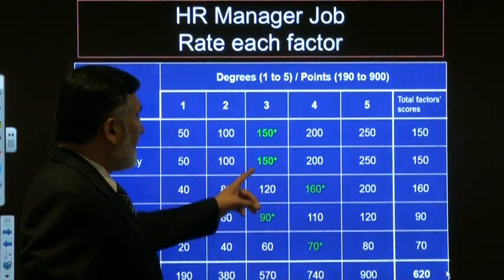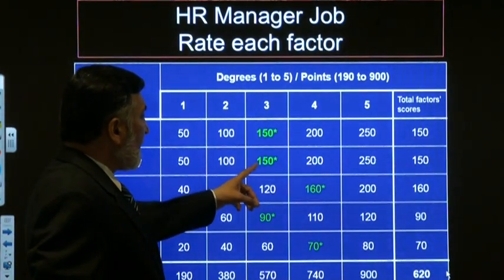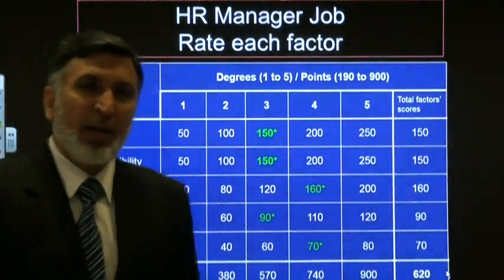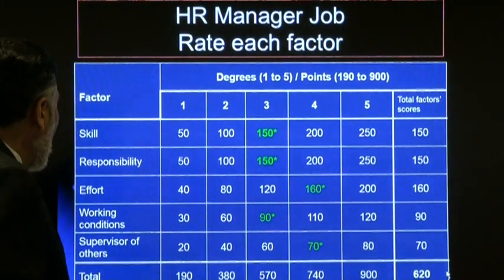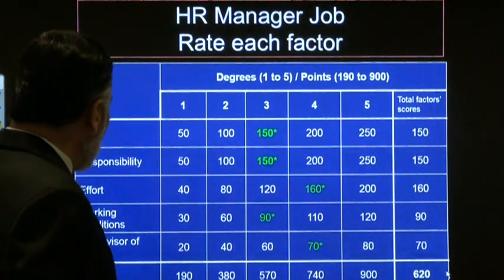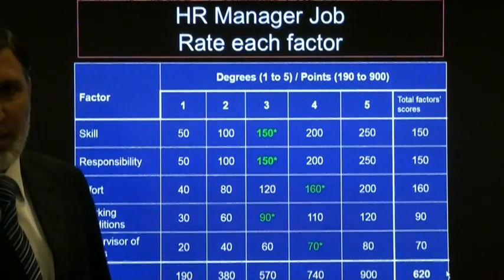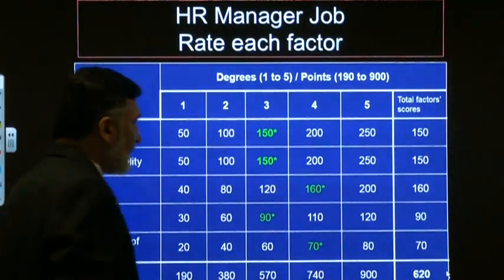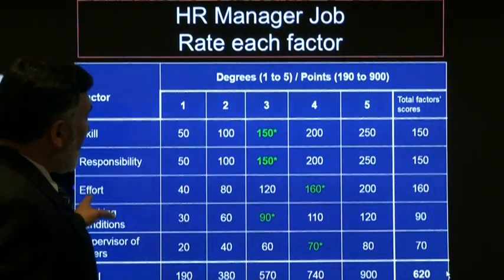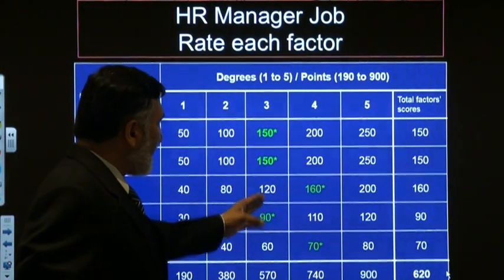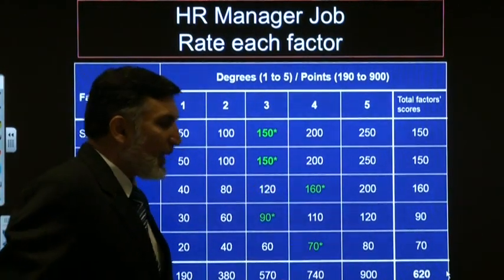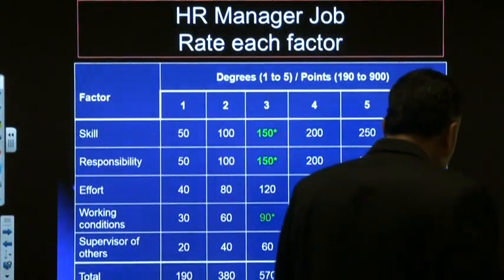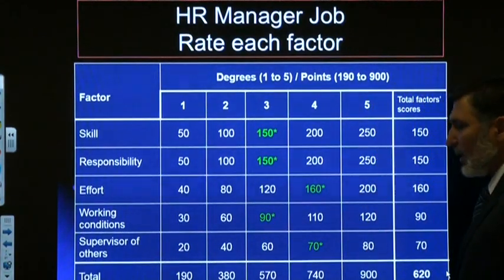against the responsibility, the role of the HR manager is going to get 150 points, efforts 160, that will fall in degree 4, and then working conditions 90, and supervision of others, we have assigned degree 70. If you can see, there are 3 factors at degree number 3 and 2 factors at this one. And the total score that has been assigned to this position is 620.